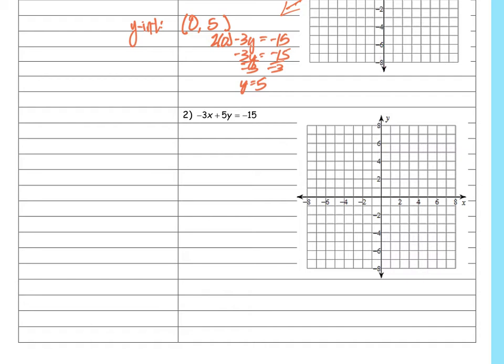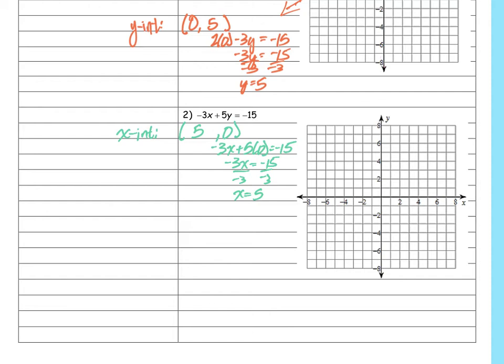Same thing. I'm going to find the x and y intercept and graph it, doing exactly the same thing that we just got done doing. So I'm going to find my x-intercept, and to find it, I'm going to set y equal to 0. So I get negative 3x plus 5 times 0 equals negative 15, and then I got negative 3x equals negative 15. I think we just got done doing this problem, so x equals 5. Only it was y instead of x.